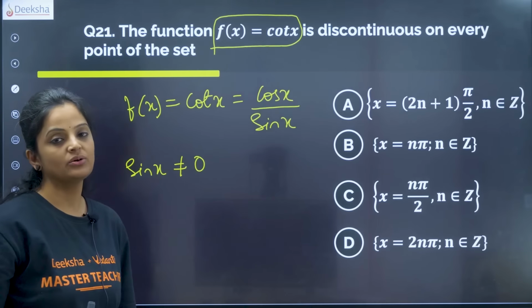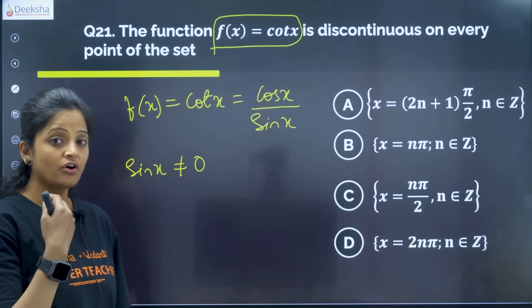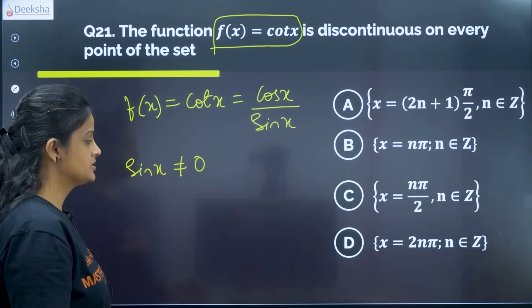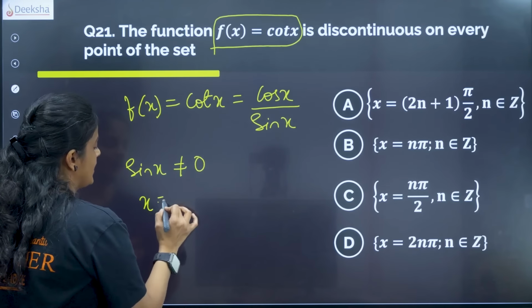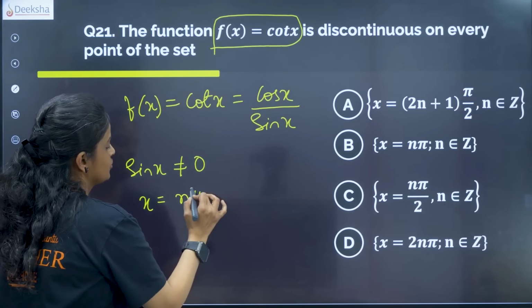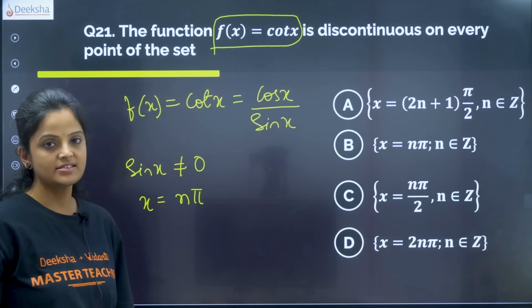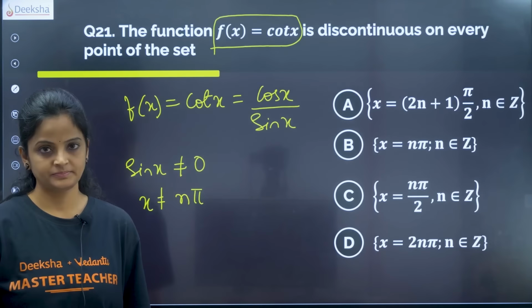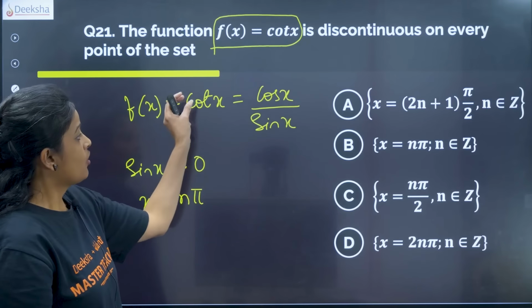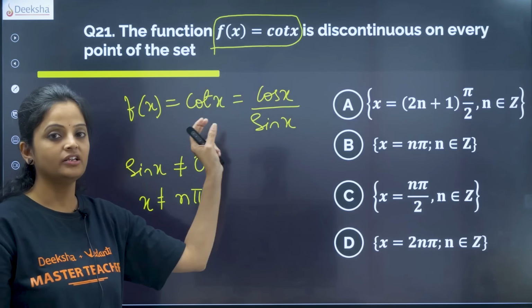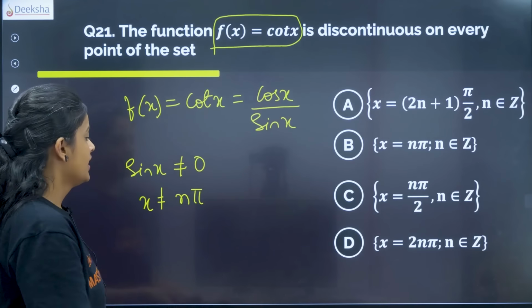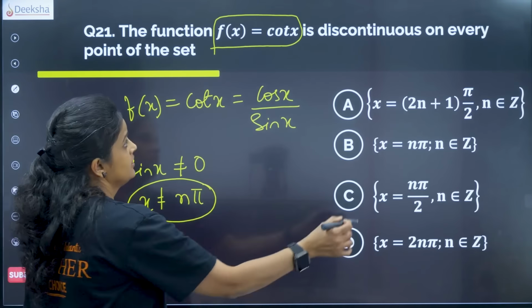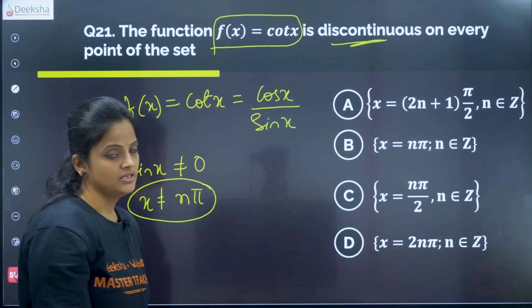When sine will be equal to 0, for all the multiples of pi it will be 0, right? We have the solution only. So for x equal to n pi, sin x will be equal to 0. So x shouldn't be equal to n pi. That's all. Cot is cos by sine and the denominator should not be equal to 0, and these are the points which are giving you discontinuity.